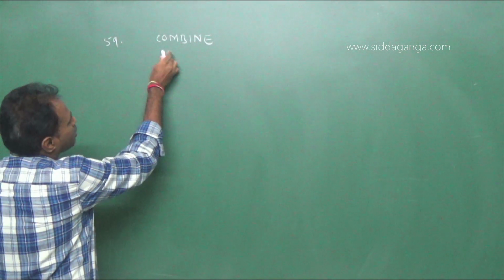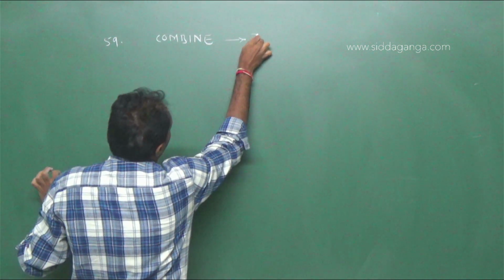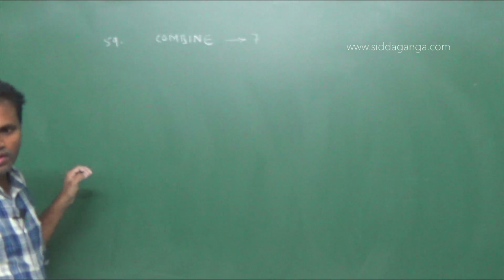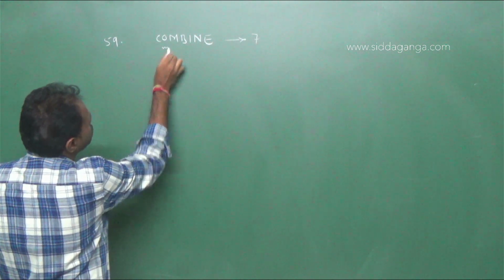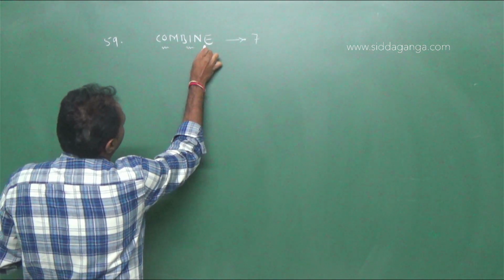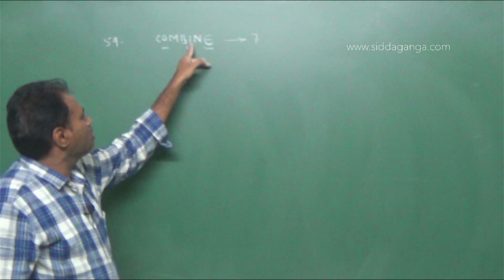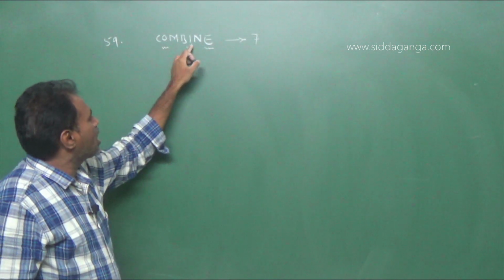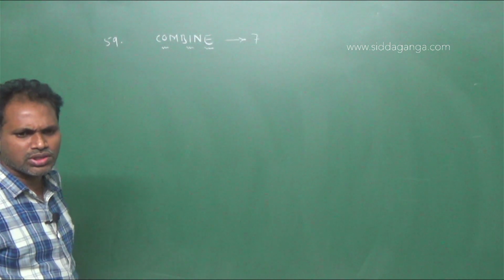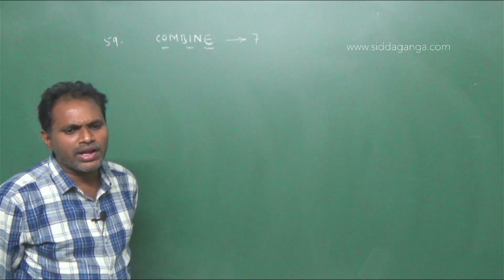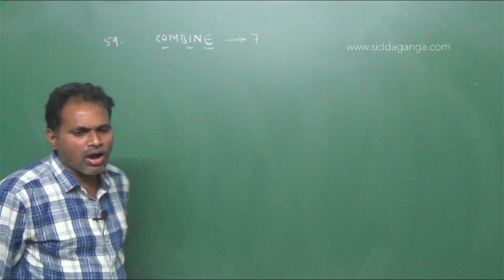Here total letters are 1, 2, 3, 4, 5, 6, 7. Total letters in the word COMBINE are 7. In those 7 letters, vowels are: O is a vowel, I is a vowel, and E is a vowel. A, E, I, O, U are the vowels. Now, O, I, E are the vowels. Remaining all are consonants. Now, according to our question, the number of permutations by taking all letters and keeping the vowels of the word COMBINE in the odd places.